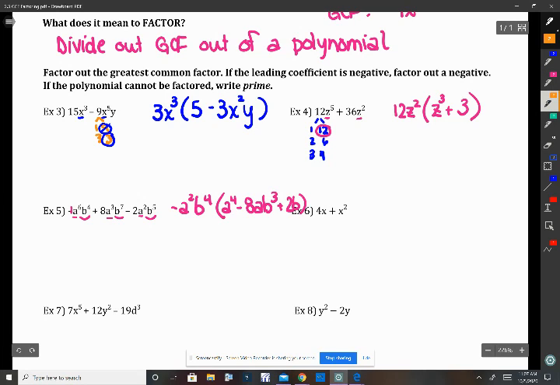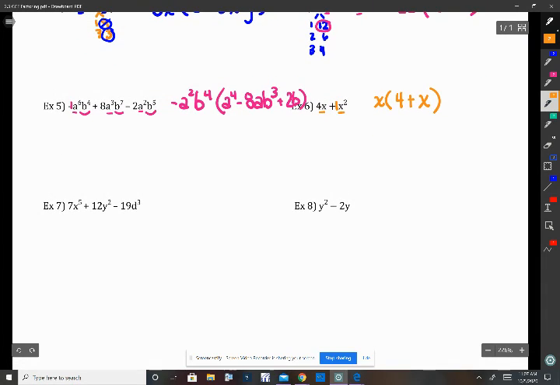When I look at example 6, my smallest number is a 1 again. So I'm going to take a 1 out, and then they both have an x, and the smallest power of x is x. So we take an x out. You have 4x and took 1x away. And then you have 1x squared and you took 1x away. And then you're done.